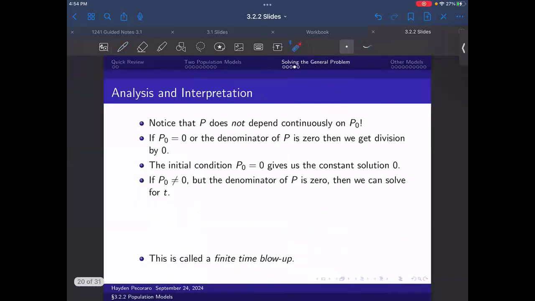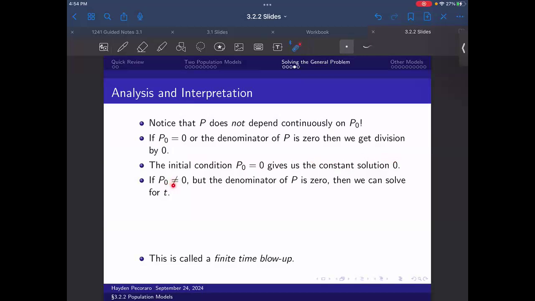But what happens when P0 is actually equal to 0? Well, in the original model, our initial condition is 0. That means that we have no population to begin with at all. So this is the constant solution 0. Right? It means you didn't have anyone to measure growth or decay of.